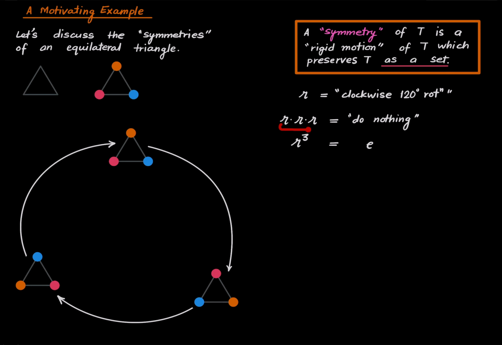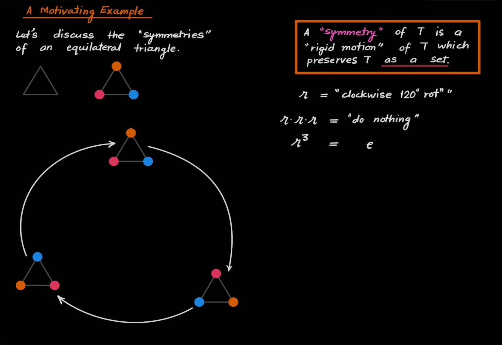Here I am borrowing from high school algebra. Just think of R as your variable, as you call it in high school. If you multiply x with x with x 3 times, you get x cubed. Similarly, if you multiply r with r 3 times, you get r cubed. So the geometric observation that applying the clockwise 120 rotation 3 times in succession produces the do nothing symmetry, or is as good as doing nothing, is now captured in this equation. Okay?